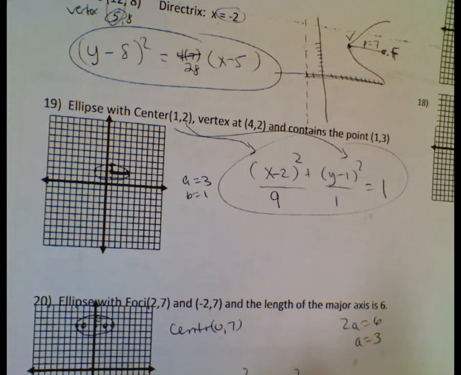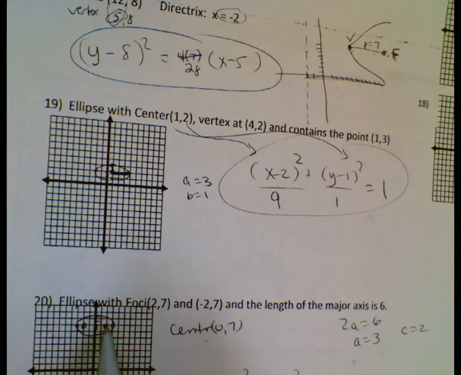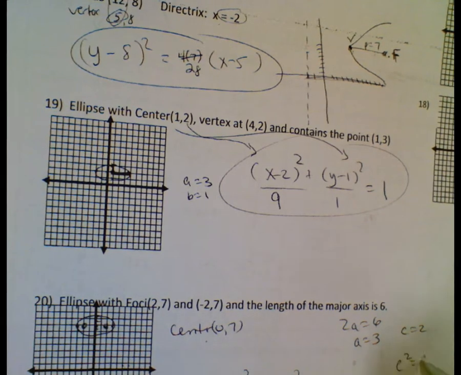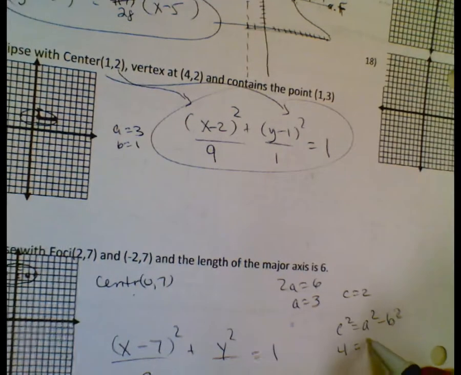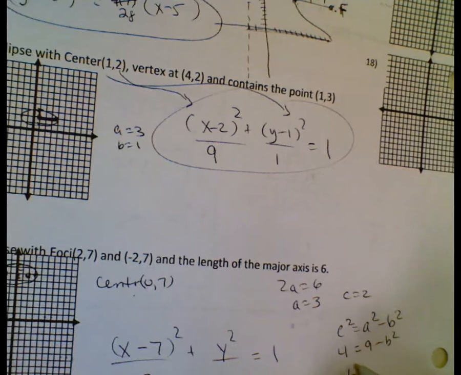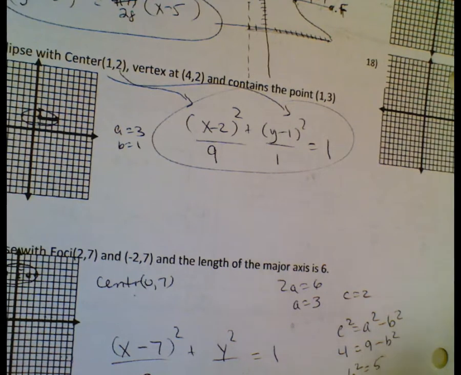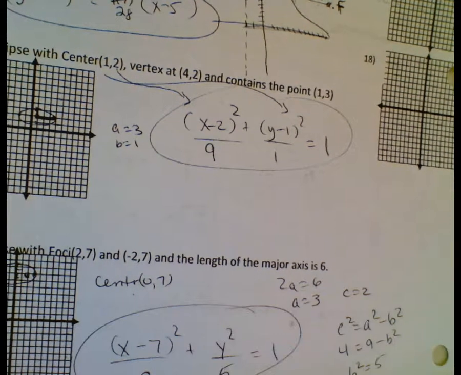Y squared is, I don't know, we have to find b squared. So we know that a is 3, and we know c is 2 because it's from 0, 7 to 2, 7. That's the length of 2, so c is 2. And it's an ellipse, so c squared is a squared minus b squared. So c squared is 4, a squared is 9, minus b squared. Add b squared over, subtract 4 over, get 5. That's your equation.